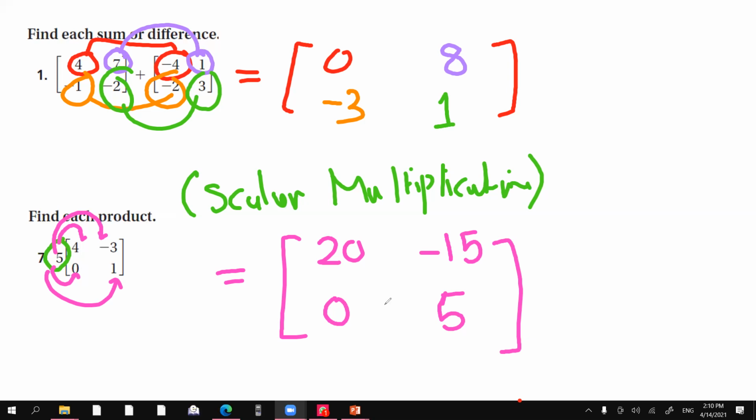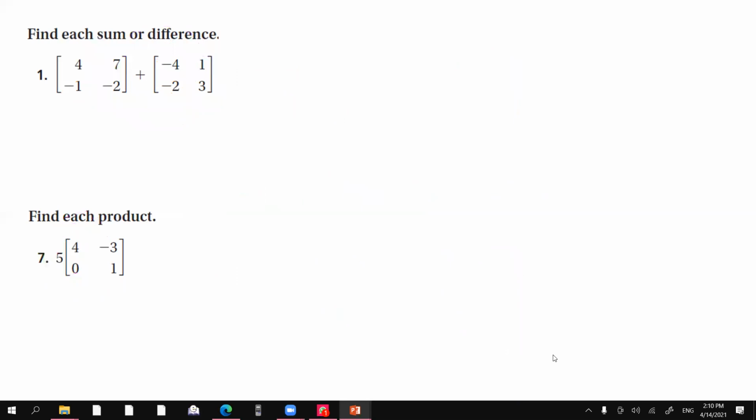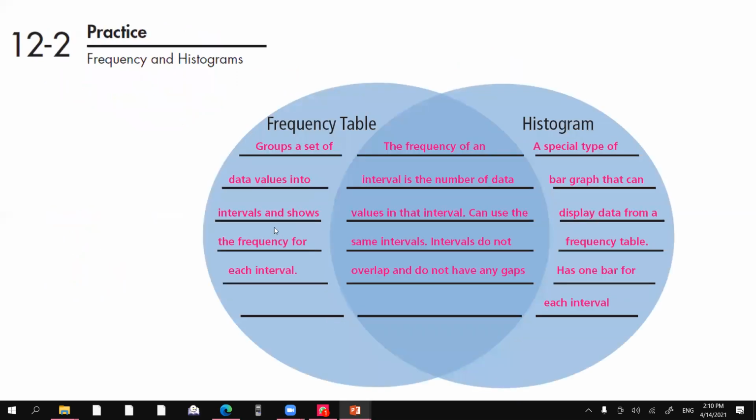Okay, this is for lesson number 1. Now, lesson number 2 was talking about frequency tables and histograms. We learned how to make the frequency table and how to make the histogram. What is the frequency table? It's a set of data values put into intervals, showing the frequency for each interval.